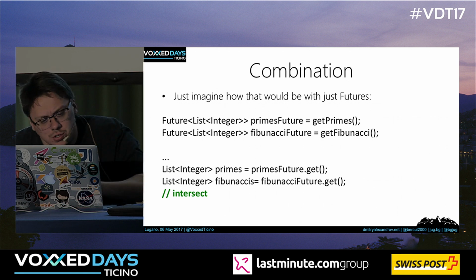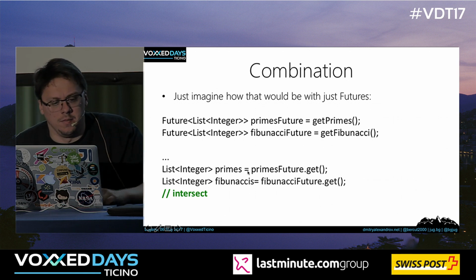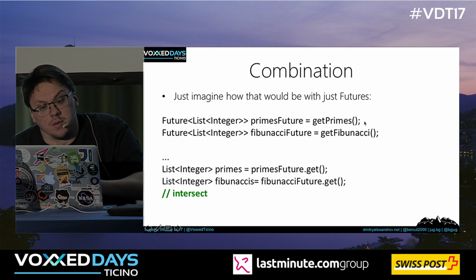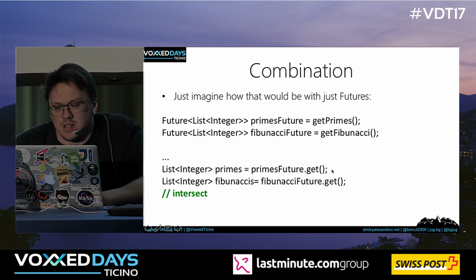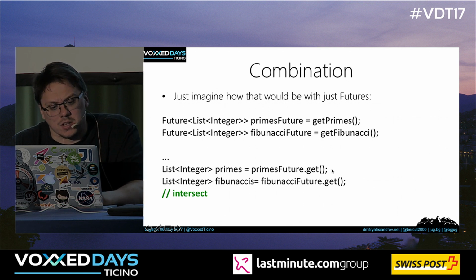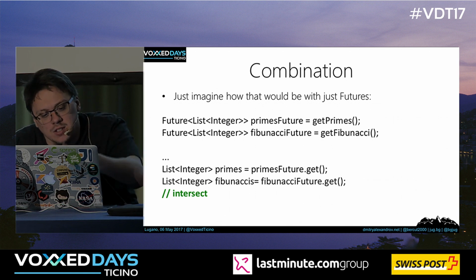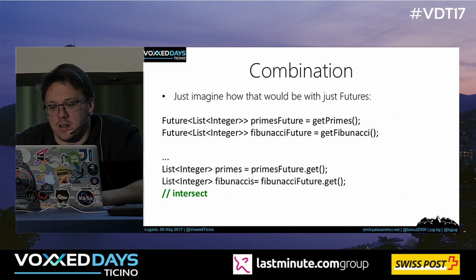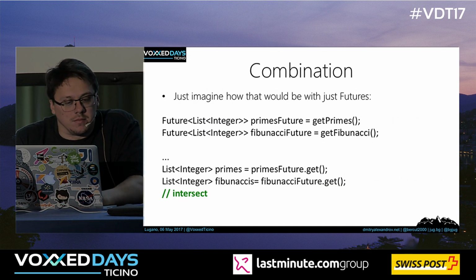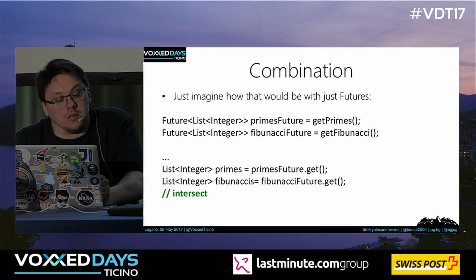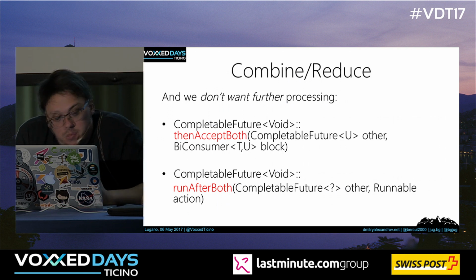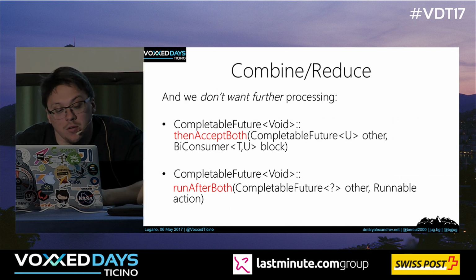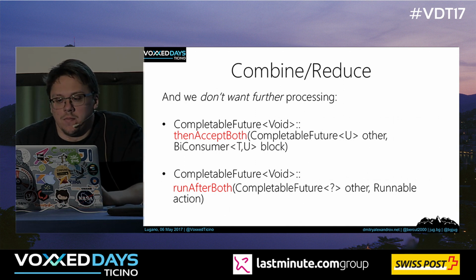With just futures, it will look like this. So we get primes, we get futures, and we have to intersect them, and it's really not beautiful like this. Somebody has to wait for that. With CompletableFuture thenCombine, we can do this easily. Or we may not want to do further processing. We can just accept both of them and print something, or run something after both.